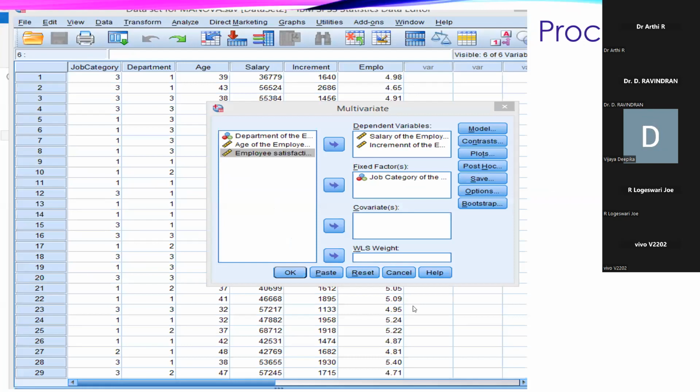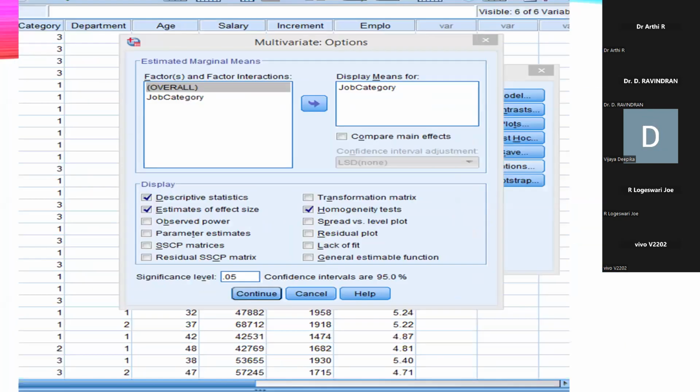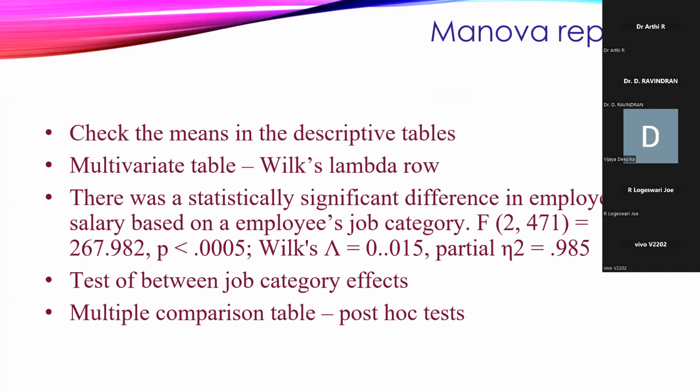Okay. So this is how we did this. This is the interpretation of the table. You have to check the mean in the descriptive table. In the multivariate table, you have to check the Wilk lambda value and write the Wilk lambda value here, and the partial eta value, the partial effect value here. Then between the job category effects, you have to check which job category is different from which job category.